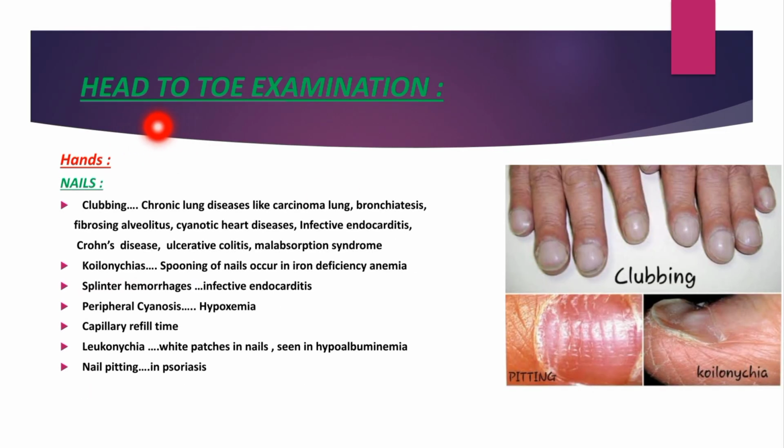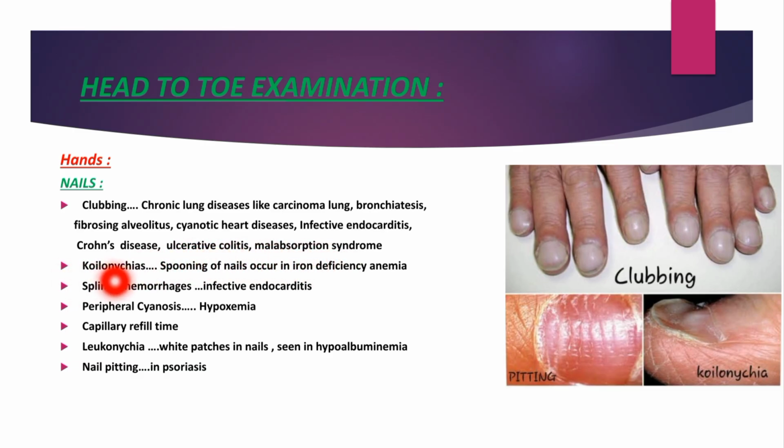Next step is the head to toe examination of the patient. So the first one is examination of the hands. So the hands include changes in the nails. So the nail changes include clubbing. Clubbing means the loss of angle between the nail and the nail bed, and it occurs because of the swelling of soft tissues around the terminal phalanx. And clubbing is seen in chronic lung disease like CA lung, bronchiectasis, fibrosing alveolitis, cyanotic heart disease, infective endocarditis, Crohn's disease, ulcerative colitis, and malabsorption syndrome.